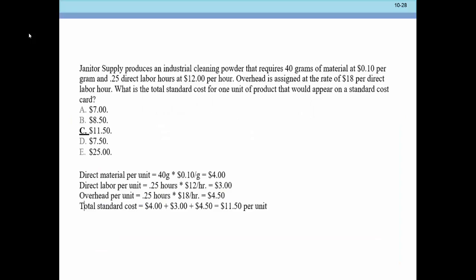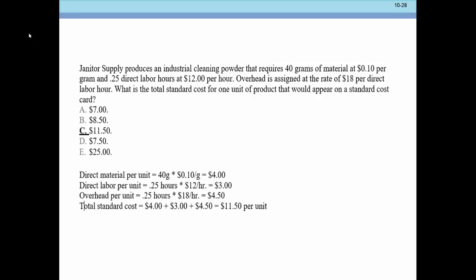Okay? So you take a look at this question, and we have this janitor supplies produces industrial cleaning powder that requires 40 grams of material at 10 cents per gram. Notice they pick up what? 10 cents per gram times 40 grams. Our standard cost for this is going to be $4, right? Then we go ahead and we have what?